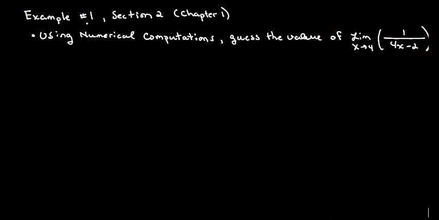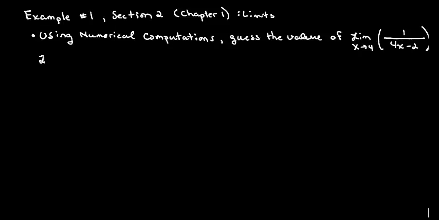Here we're looking at example 1 from section 2, chapter 1, and this whole section here deals with limits. And so the limit is the value that the function approaches or takes on as we get very close to this number 4 down here, but not actually equal to it.